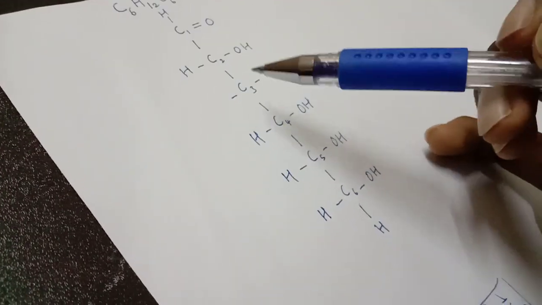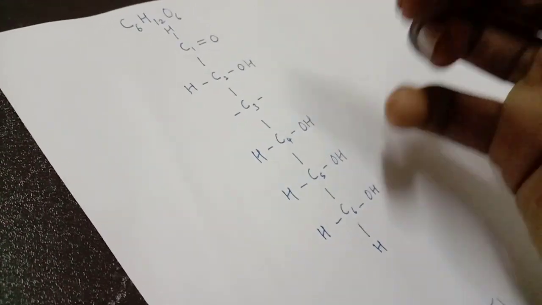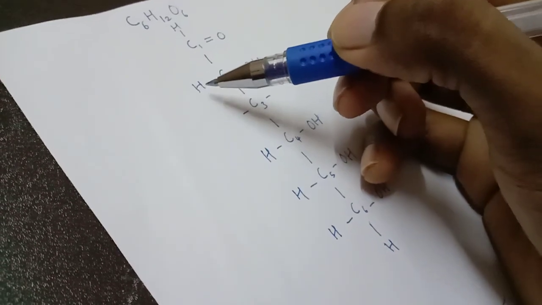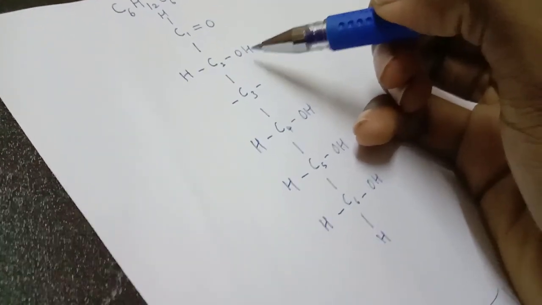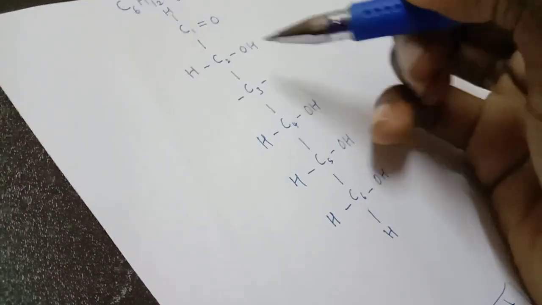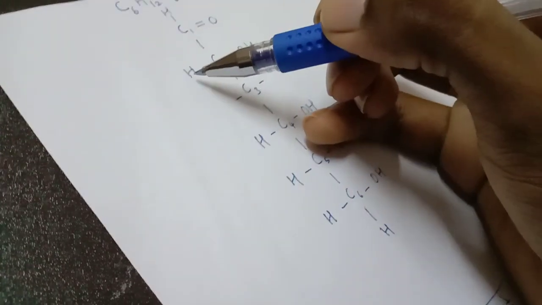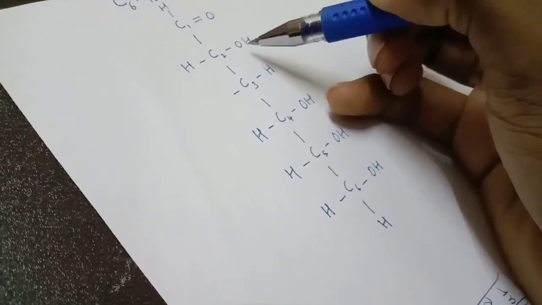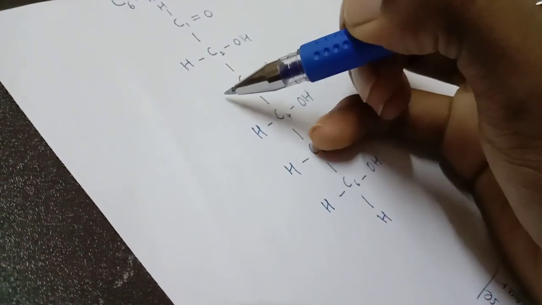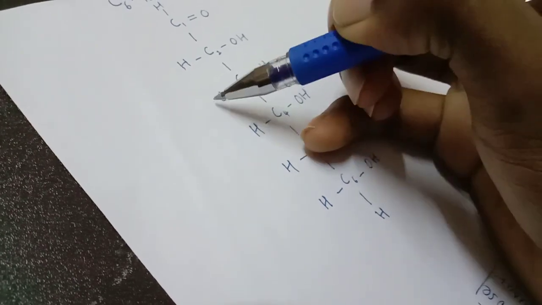I left this empty to show you that the hydrogen and the OH, oxygen hydrogen, is reversed for the third carbon. This means that hydrogen comes on the right hand side and oxygen hydrogen comes on the left hand side here.